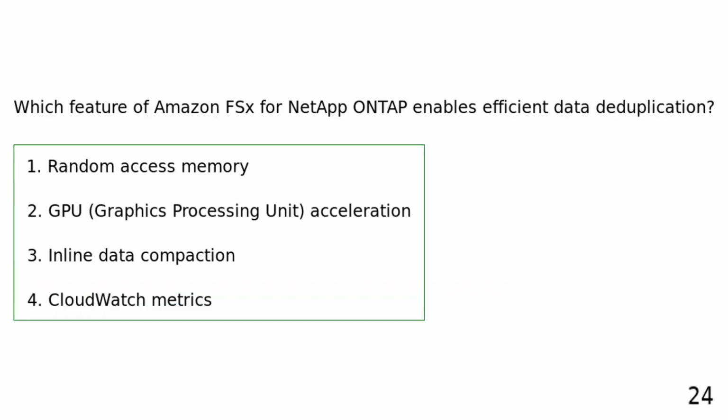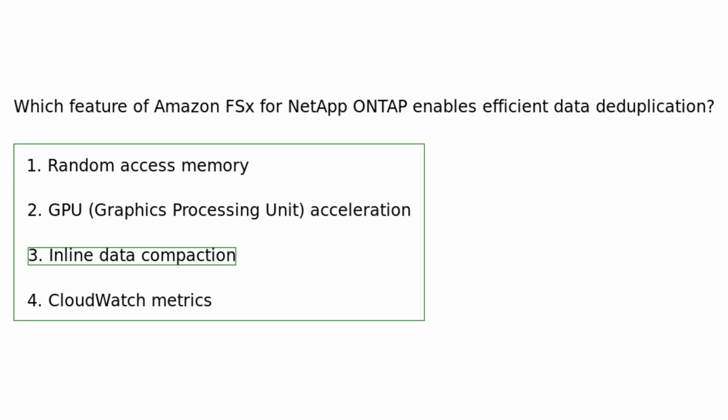Which feature of Amazon FSx for NetApp ONTAP enables efficient data deduplication? Random access memory. GPU acceleration. Inline data compaction. CloudWatch metrics. Amazon FSx for NetApp ONTAP uses inline data compaction for efficient data deduplication.